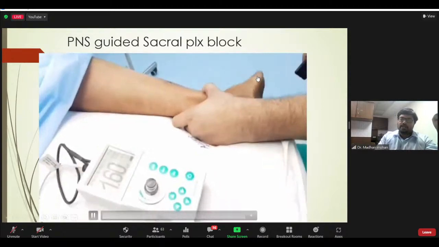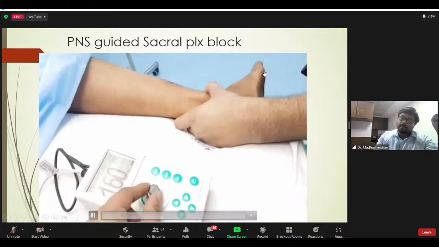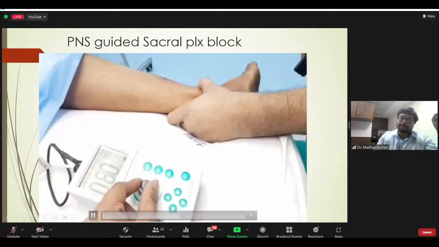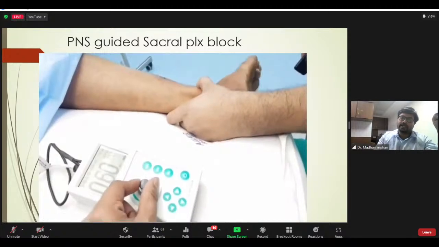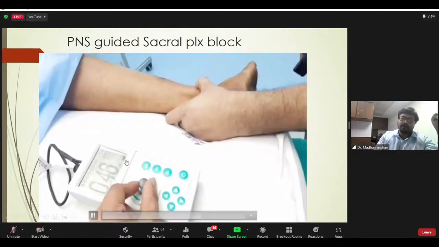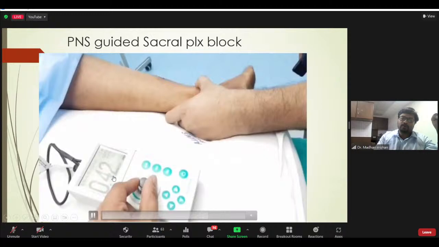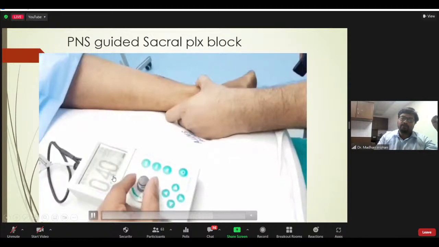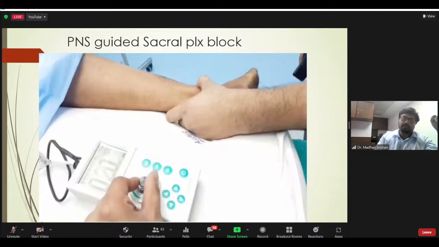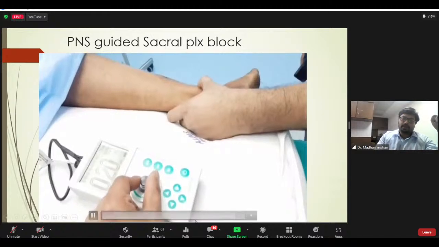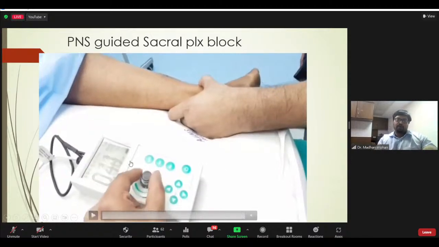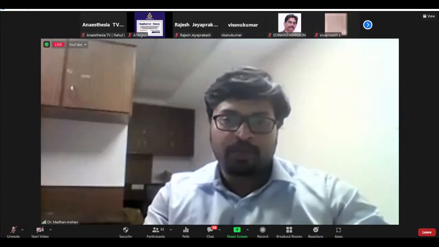Okay, here in this case, you are getting the dorsiflexion. Okay, as well as now you have started getting the plantar flexion, and we are reducing the current. But till 0.4, it is coming now. We are reducing further down. At 0.2, it is not there. Right. So we increase again. Once we get the stimulus at 0.4 or 0.5, we can safely proceed and deposit the drug.